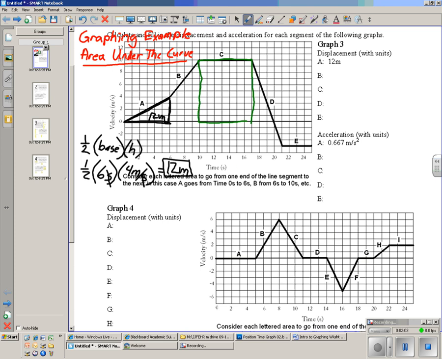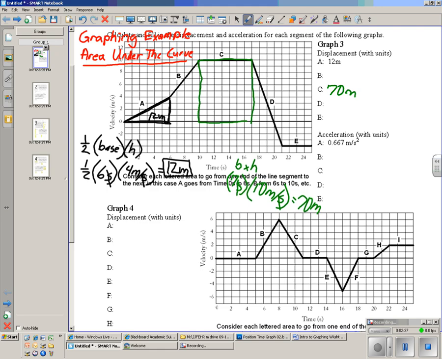So base times height, that is going to be 7 seconds times a height of 10 meters per second. The seconds once again will cancel out, and I'll be left with 70 meters. Okay, that was in this case here, 70 meters.